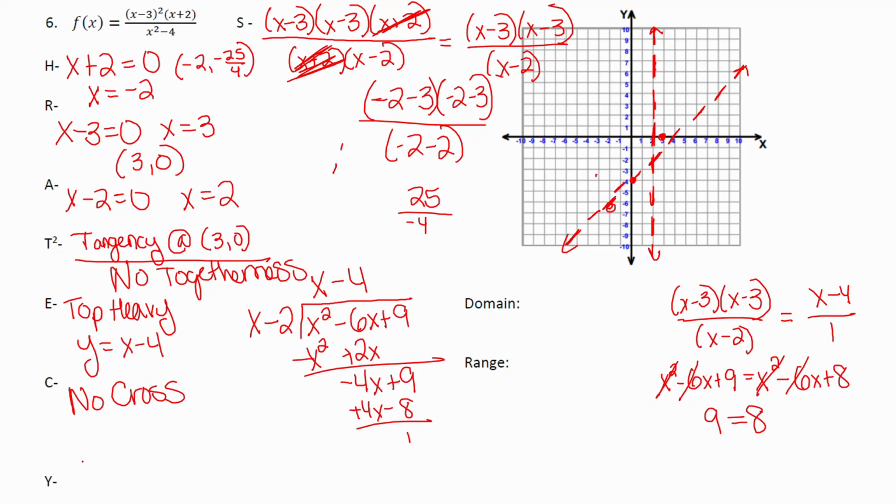Y, we're going to plug 0 in for x. Again, please make sure you plug it into the simplified version. So I'm going to plug into 0 minus 3, 0 minus 3, over 0 minus 2. I will get 9 over negative 2. So my y-intercept is 0, negative 9 halves. So I'm going to go put that dot over here. That is right here.